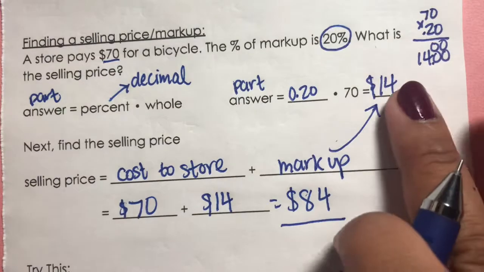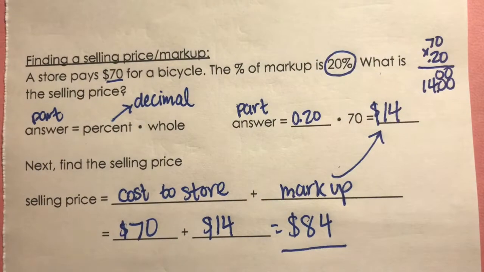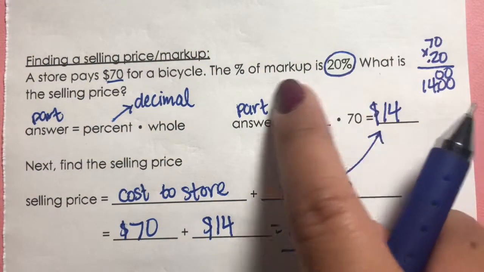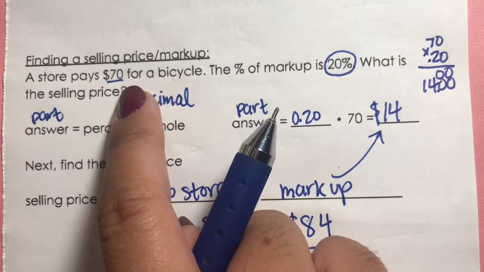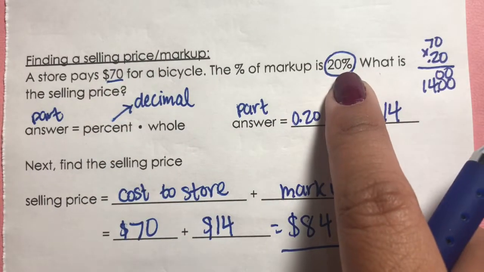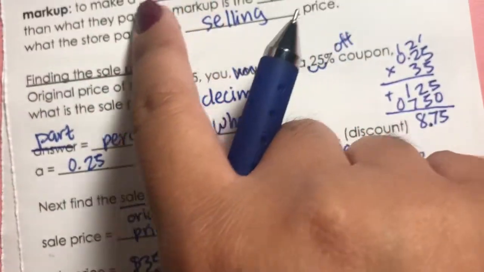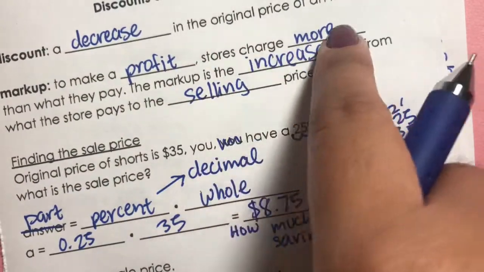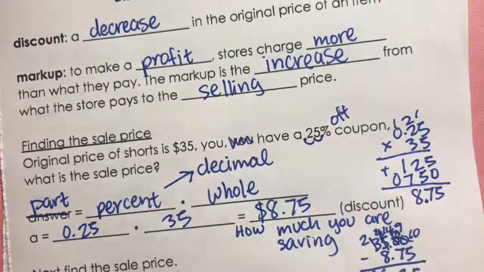You're spending an extra $14 so that the store can earn a profit from this bicycle. I'm going to go over it really quick. They paid $70 for this bicycle, and they're going to charge 20% of $70 extra so they can earn a profit. Remember, if you look at the back of your paper, markup is to make a profit. Stores charge more than what they pay. The markup is the increase from what the store pays to the selling price.